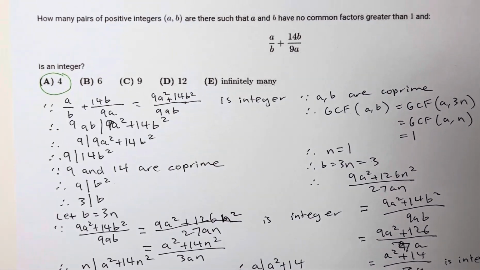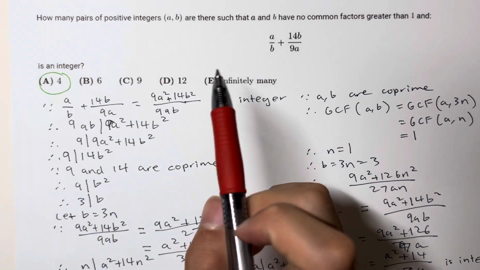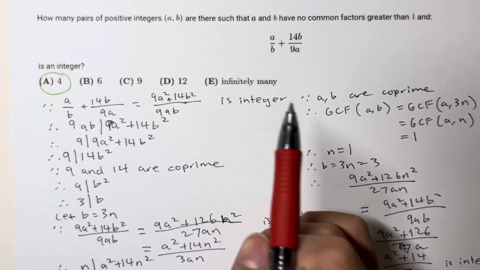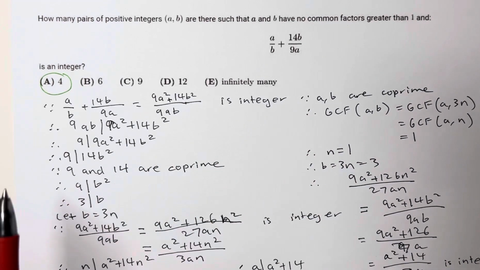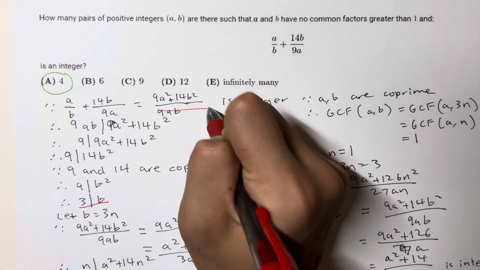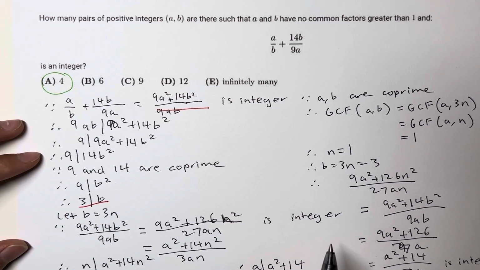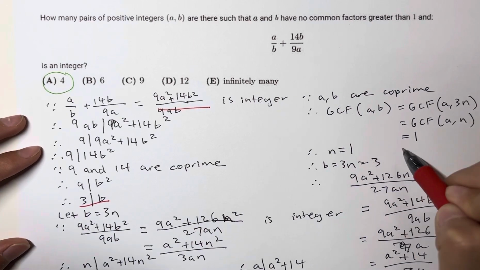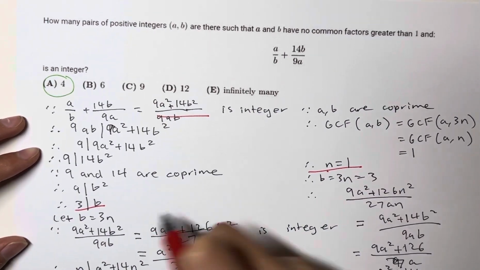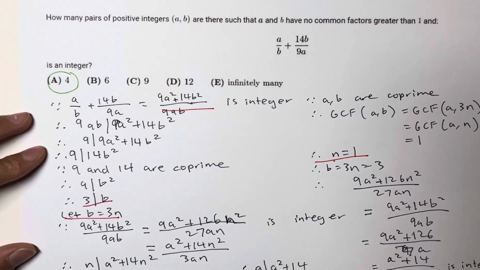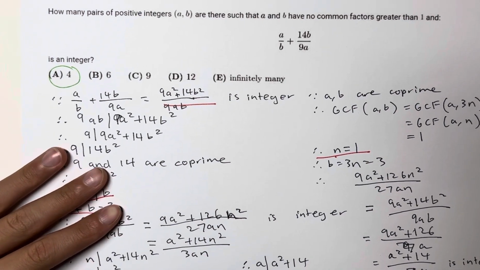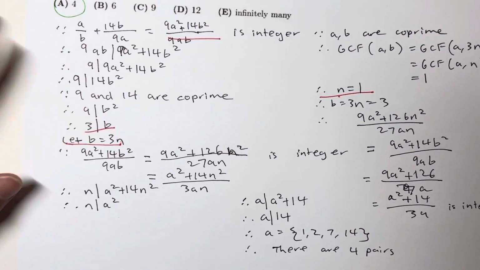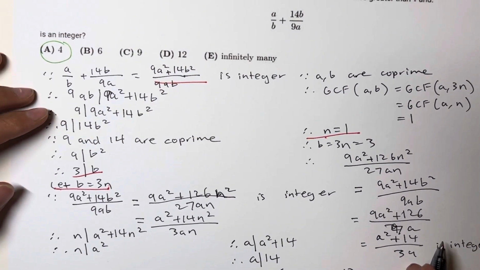The key point of this problem is that, first of all, we merge the fractions, because one fraction is easier to work with than 2 fractions. And then using a bit of manipulation, we get that b is a multiple of 3. So that's the first key point. And then we let b equal 3n. And then using the GCF rule, we find that n equals 1. Then we can finally find out the value of a. And using the answer choices, we get that the answer is 4.